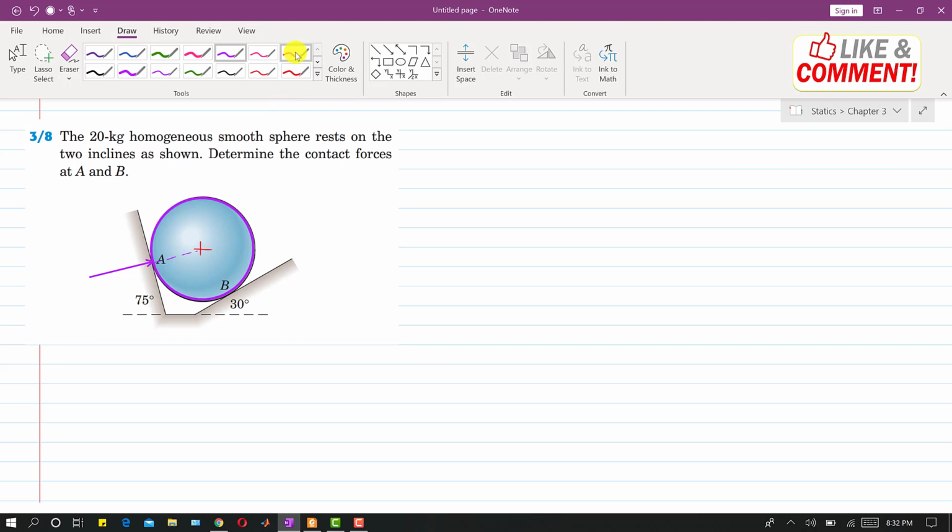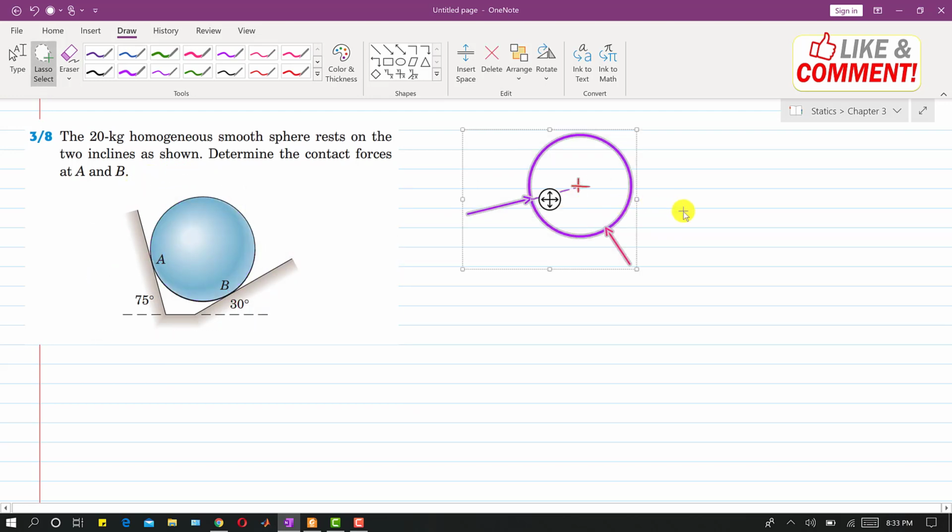And if we draw the other contact force at this point B, then this will be perpendicular to this second incline and it will pass through that center point. So let's draw it here. If we isolate this sphere from the whole system, that will be our free body diagram. So if I isolate this and move it, then this is our free body diagram.